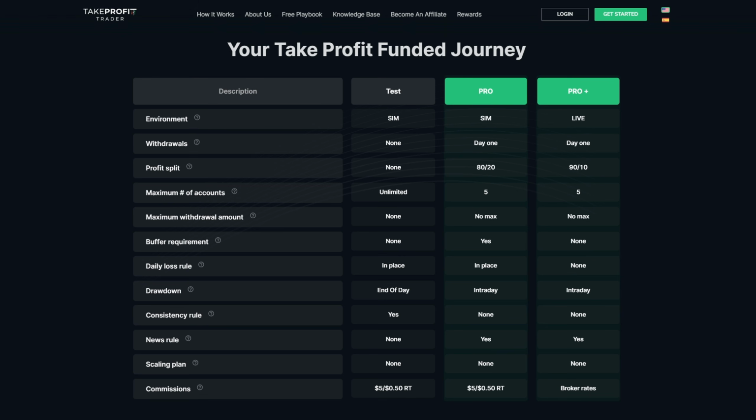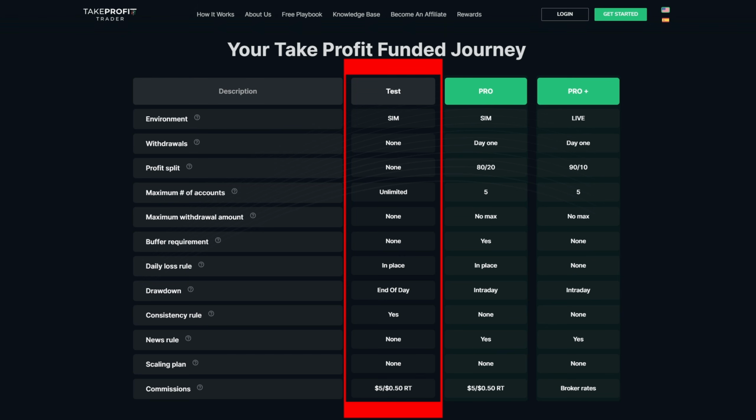Now let's take a look at the next pro, and that's going to be in the test phase, meaning the evaluation phase. If we go over and look at the drawdown, it is end of the day. Apex has an intraday trailing drawdown. My Fund and Futures has end of the day, same with Top Step. So during the evaluation phase, you are with an end of the day trailing drawdown.